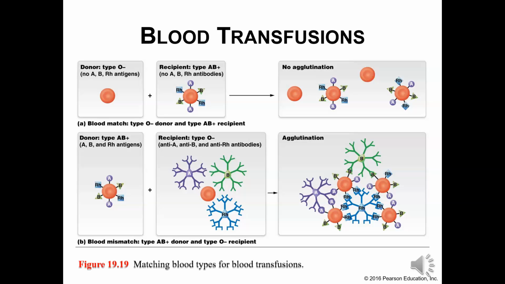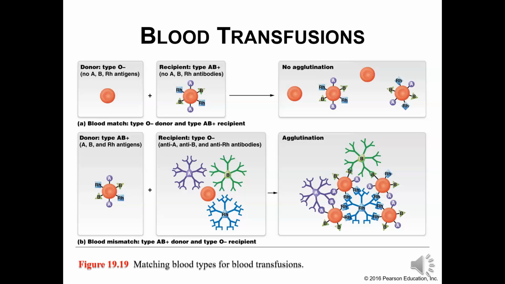So this is an example of, in this first case, a blood match where the donor type has O negative blood. Remember, he doesn't have any antigens on his red cell membrane. Then he's given to a recipient that has type AB positive blood, so he's not going to have any antibodies in his serum. Therefore you get no agglutination with the red blood cells. So that's a blood match, when you take an O negative donor and give to an AB positive recipient.